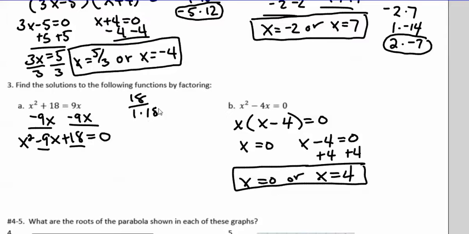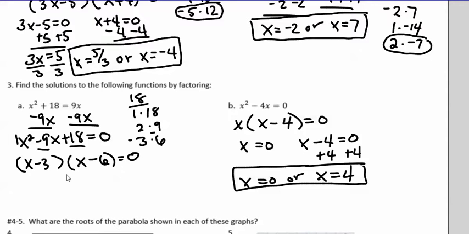1 times 18, 2 times 9, 3 times 6, and I think I almost found it with 3 times 6, but I need them to add to negative 9. So what I can do is make both numbers negative. Negative times negative is still positive 18. Because my lead coefficient is 1, I can do the easy kind of factoring, where I write x minus 3 times x minus 6 equals 0, and then set each factor equal to 0.